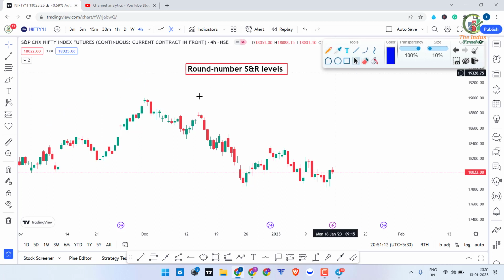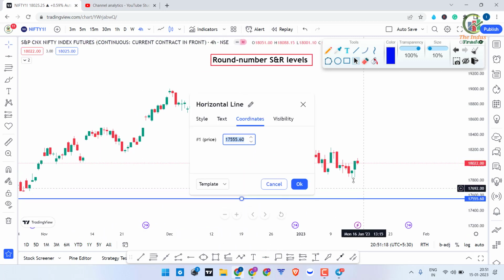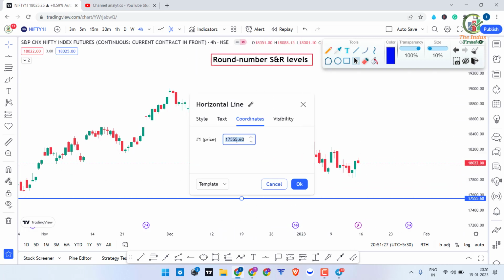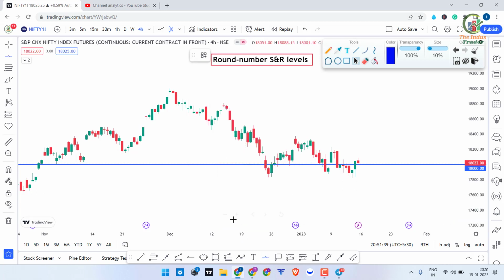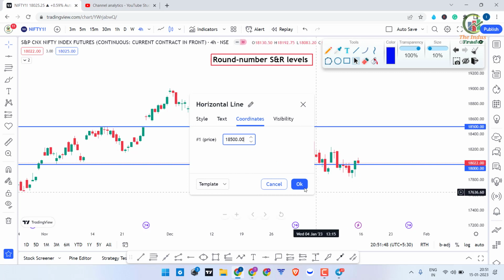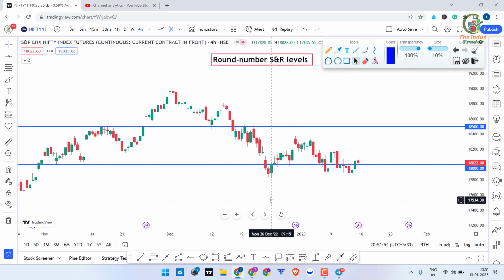So let's take an example in Nifty only. Okay, this is the Nifty futures chart. Let's see what the recent round number is. 18,022 is the close price of Nifty futures. So let's make 18,000 the round number. And let me mark one more level, which is 18,500. And let me mark one more number, 17,500.